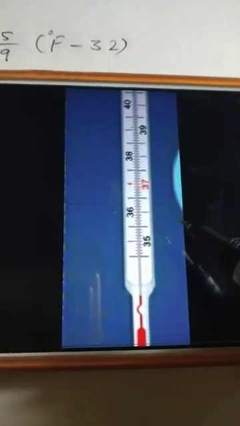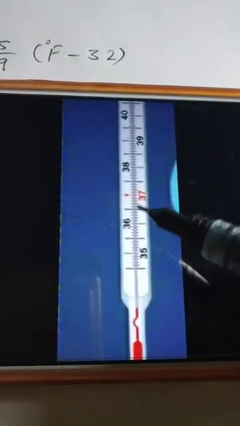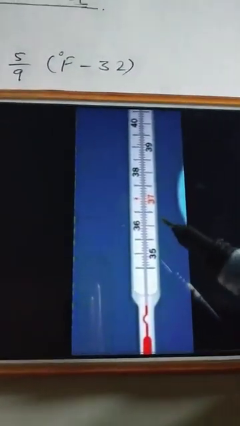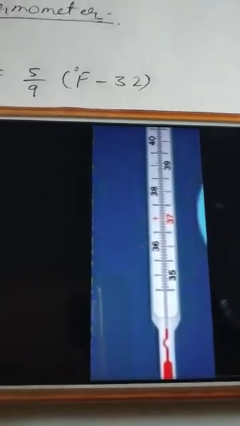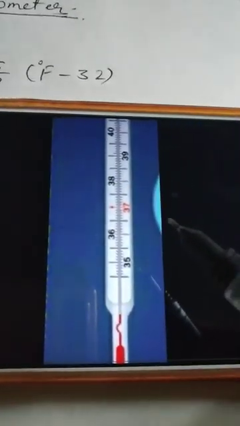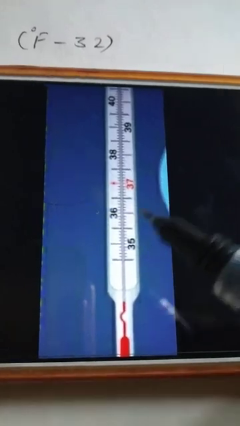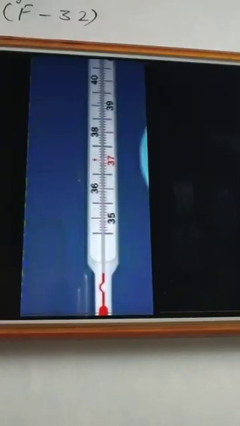And mercury does not stick to the glass or wet it. Means mercury does not stick to the glass of the thermometer. And mercury can be used over a wide range of temperature. It has one more advantage, that it is a good conductor of heat and quickly absorbs heat to attain the temperature of the object. So these are its advantages. That's why mercury is generally used in this thermometer as a liquid.